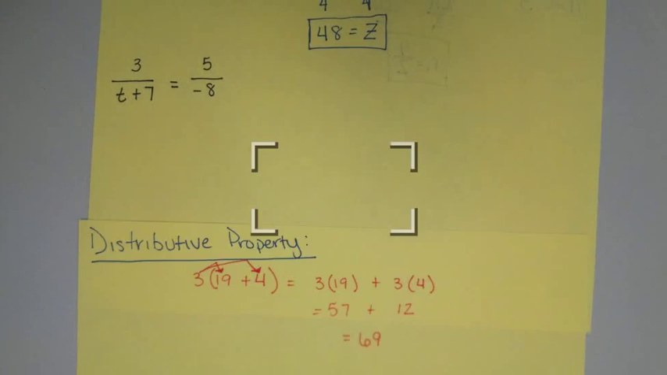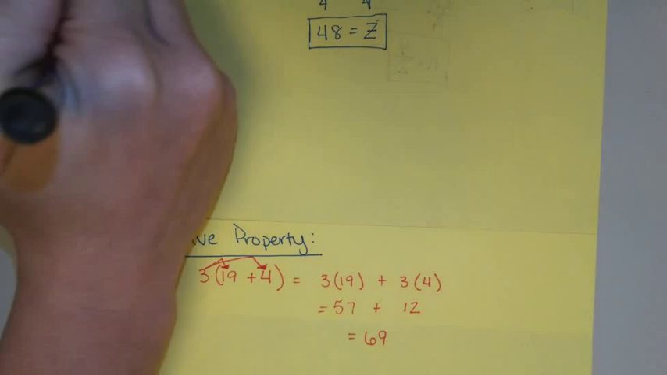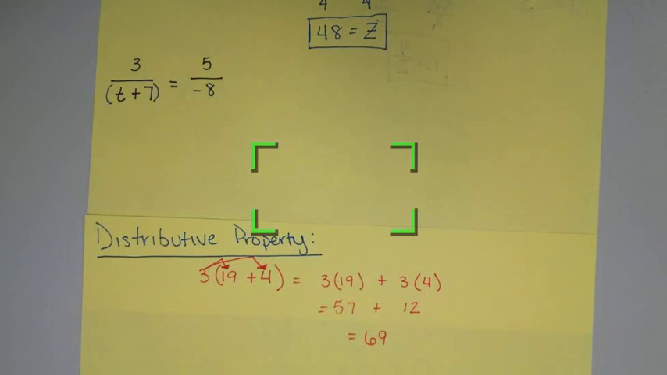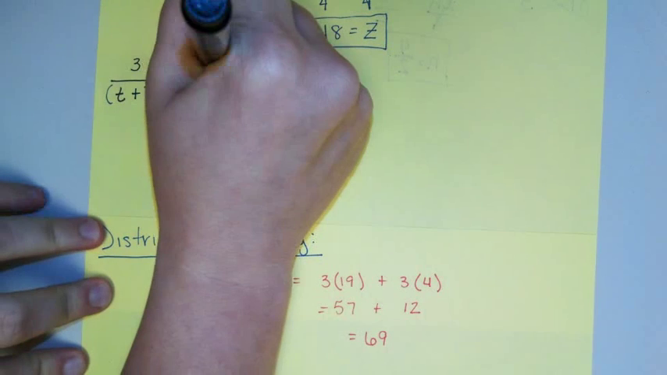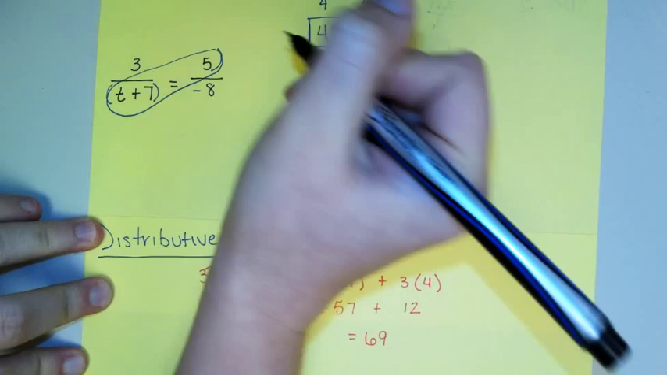Okay, so here's our last example for today. We have 3 over t plus 7. And I'm going to go ahead and put parentheses around this. Equals 5 over negative 8. Going to circle the numbers that I'm going to be multiplying.